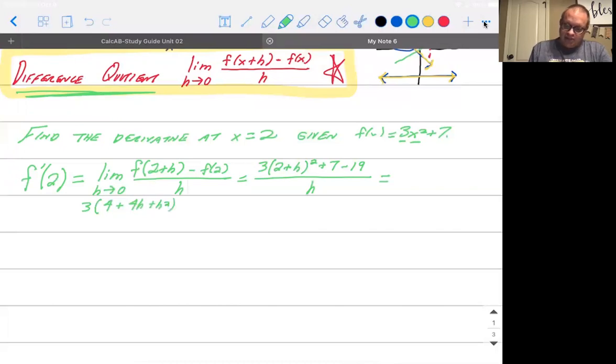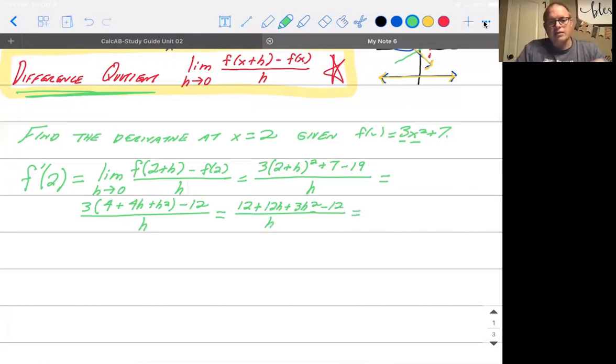And then we have a plus 7 minus 19. That's going to give us negative 12. And that is all over h. Now the goal is we have to get rid of the h in the denominator, because right now I can't substitute 0. So let's keep going. Let's distribute the 3 through next. And I need to put my minus 12 on the end.